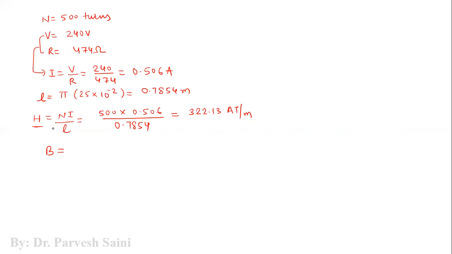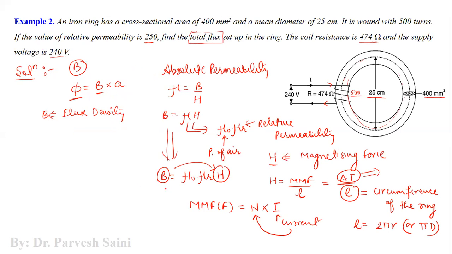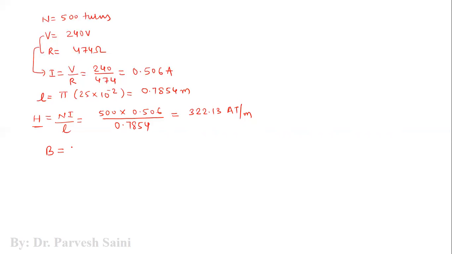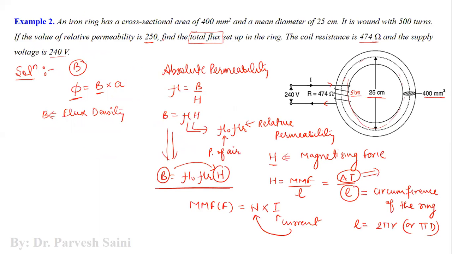So B is, as we have already shown it here, B is mu naught into mu R into H. So B is equal to mu naught into mu R into H. Mu naught is the permeability of free space or air, which is a constant, and it is equal to 4 pi into 10 raised to the power minus 7. The relative permeability is given here, which is equal to 250. It is already given in the statement of the question, this one.